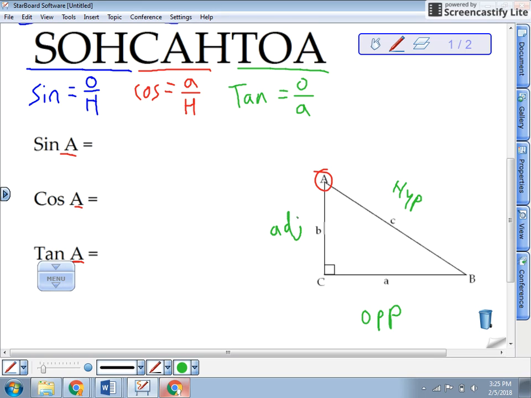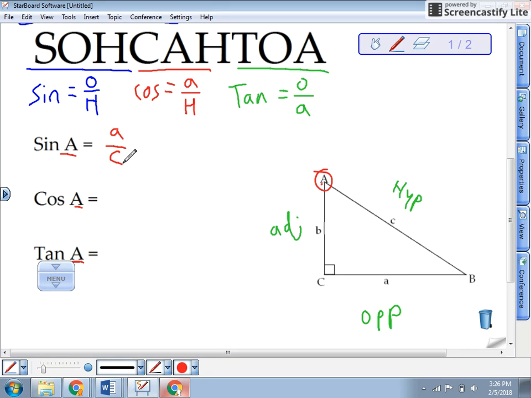Now I just have to set up the ratios. The sine of A: sine means opposite over hypotenuse. When I look at A, the opposite side is a, and the hypotenuse is c. So the sine of A equals a over c.